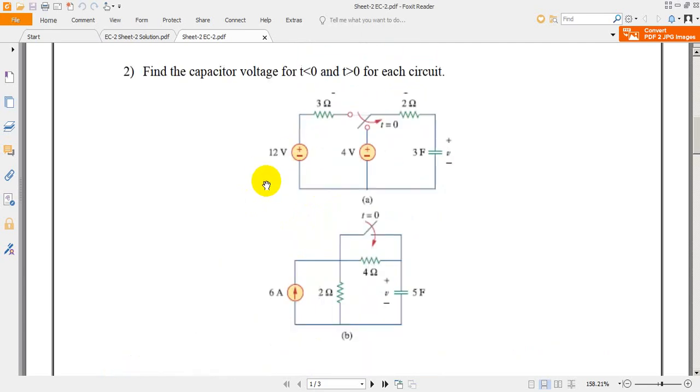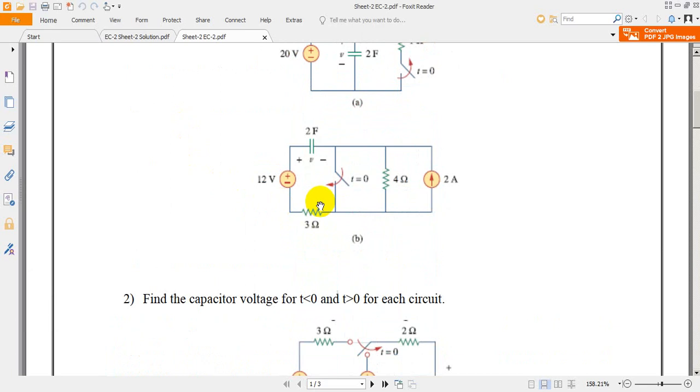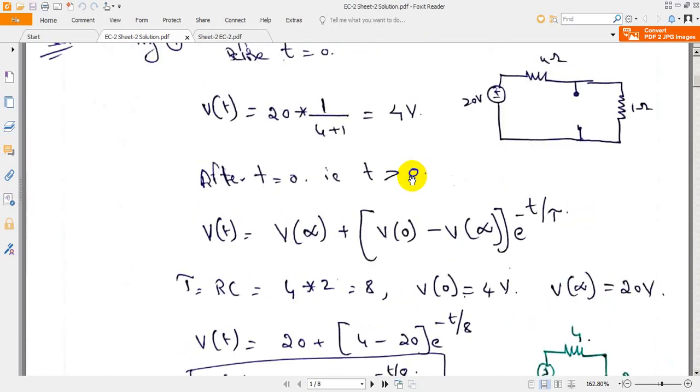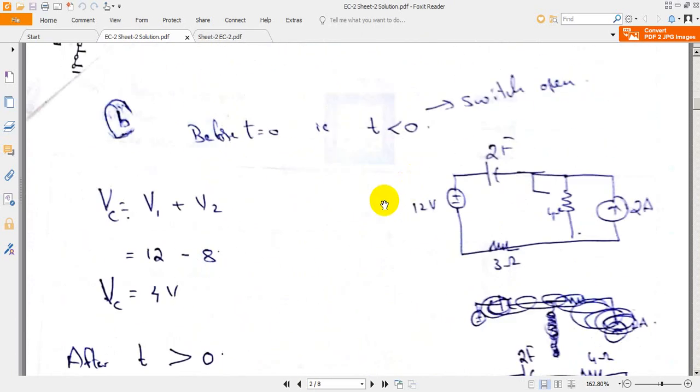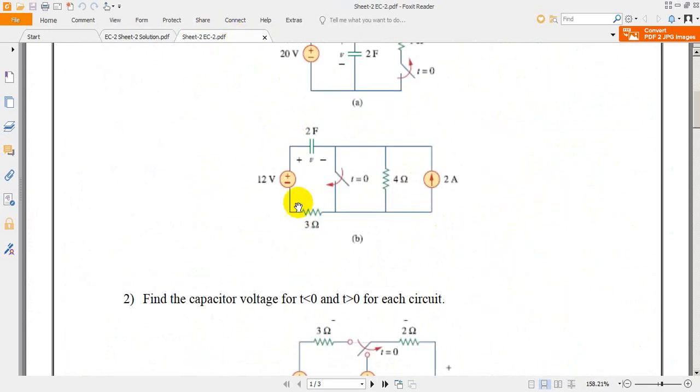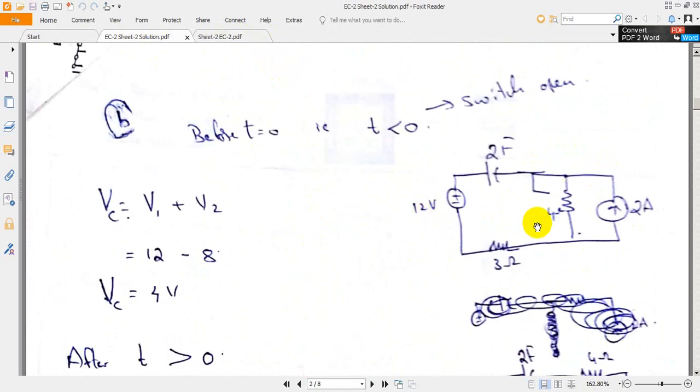So if you go to the solution, when the switch is open, before t is equal to 0, the switch is open. It means only this part exists, and we also have a 3 ohm resistor here. If you check the circuit, we have a 3 ohm resistor here.